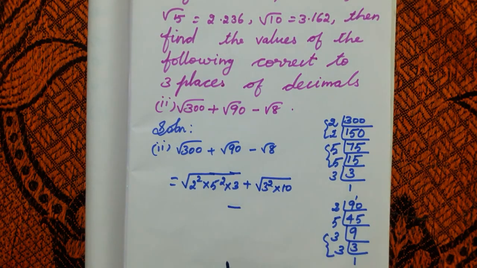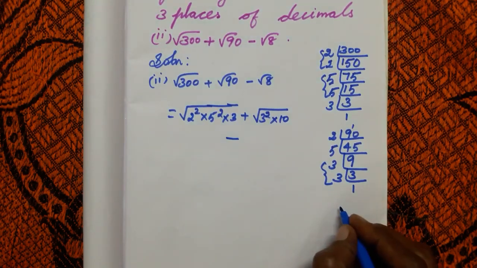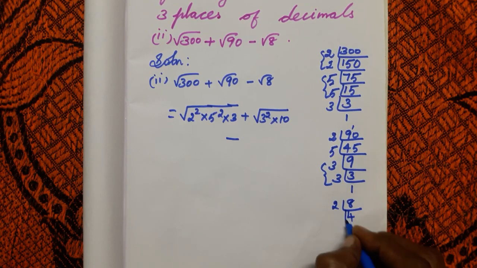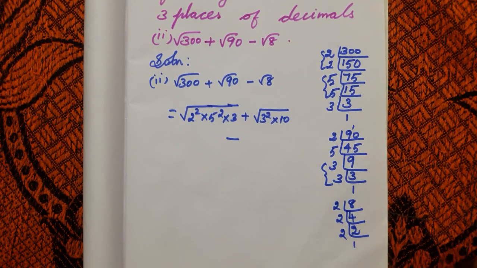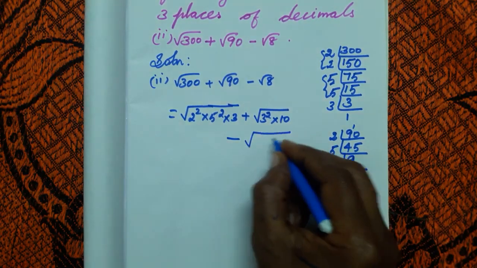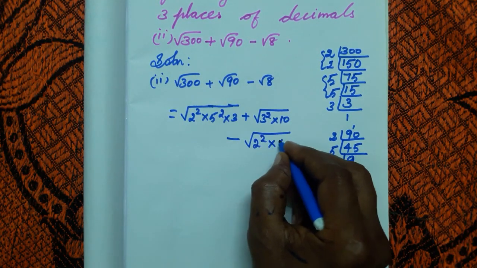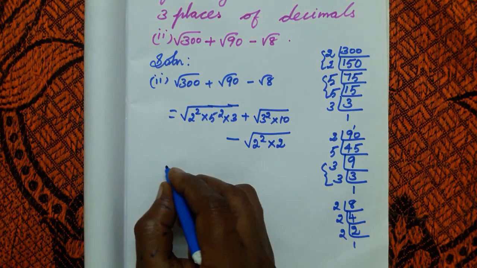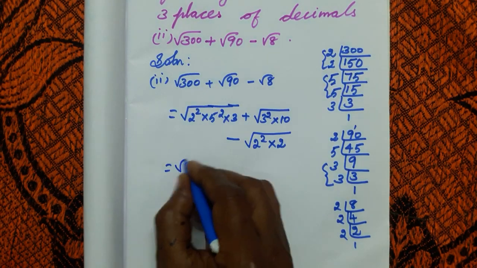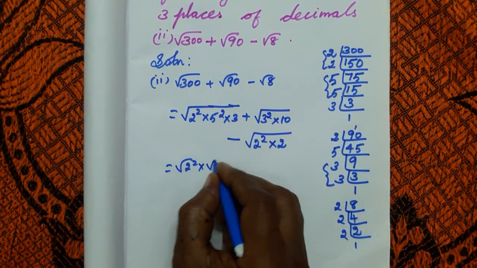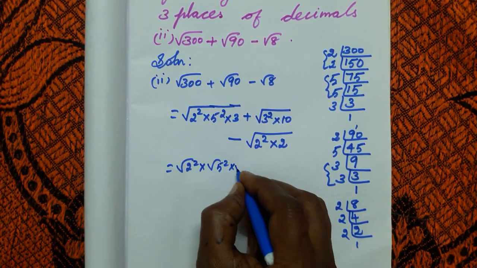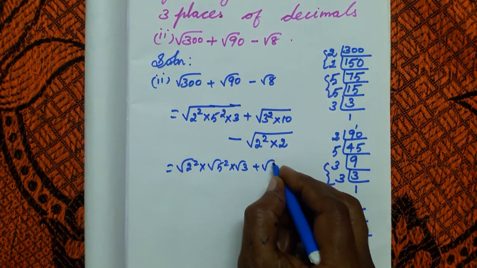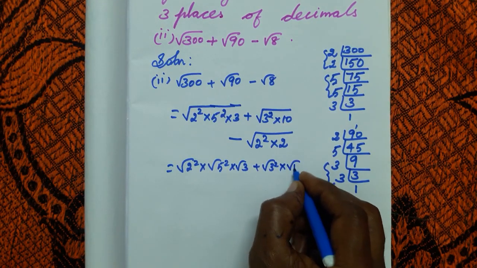Next, minus root 8. How can we factorize the 8? 2 table, 4 2s are 8. Again 2 table, 2 2s are 4. Again 2 table, 1 2 is 2. How can we write it? 2 square into 2. Is it correct? So we can write it root 2 square into root 5 square into root 3 plus root 3 square into root 10.